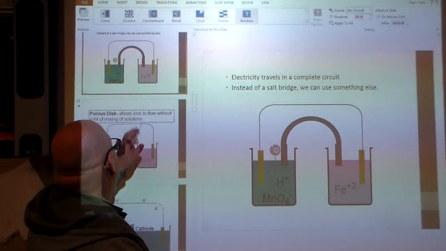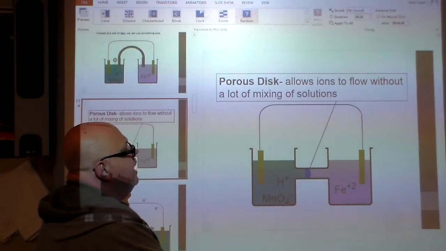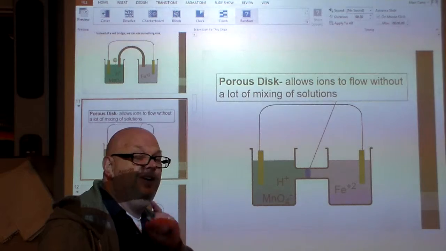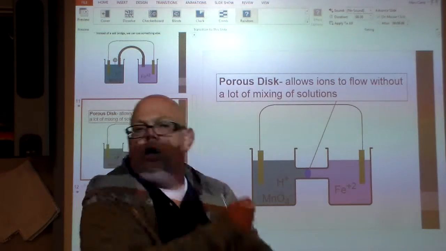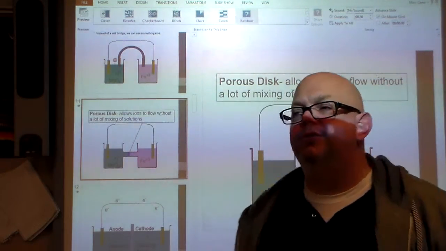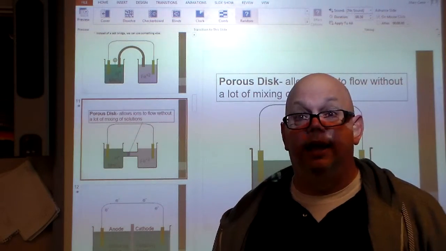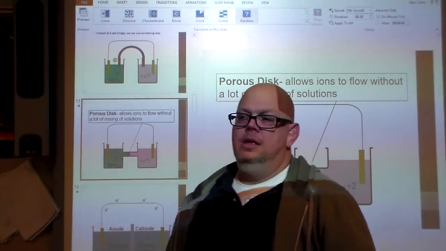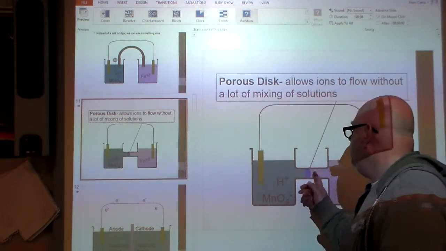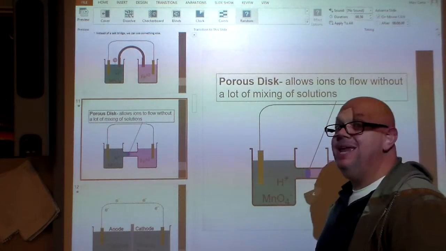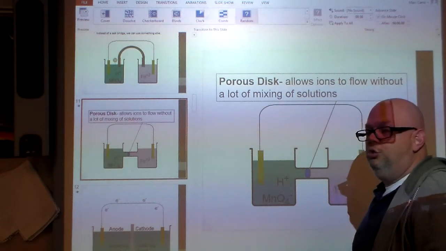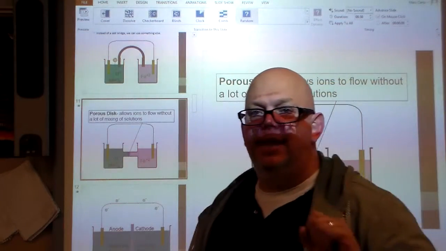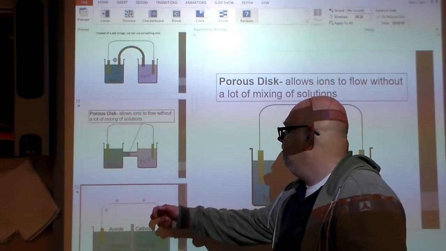The porous disc also allows ions to flow without a lot of the mixing of the solutions. Now that's a very important thing. You don't want the complete mixing of all the ions, because if you do that, we're not going to get any electrical action out of it. We're going to get nothing. We want to keep it where we only let a little bit of it go through. Just enough to keep the cell going. That's the key. That's a huge, huge key.